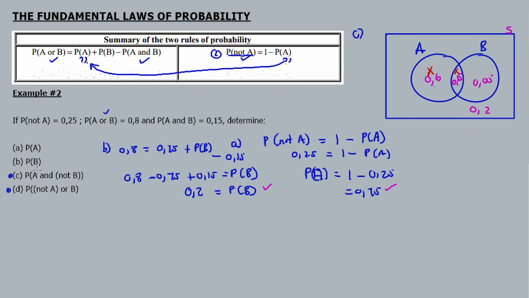Not B: the first thing you do, you mark out event A, then you mark out the complement of B, not B. This is B, and not B is everything outside of B. So it's this one as well as this one. And it's the intersection, so where you have two marks, that is your answer. So the probability of A and not B is equal to 0.6.